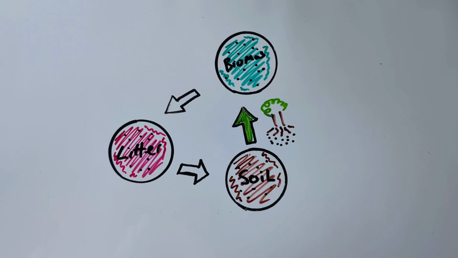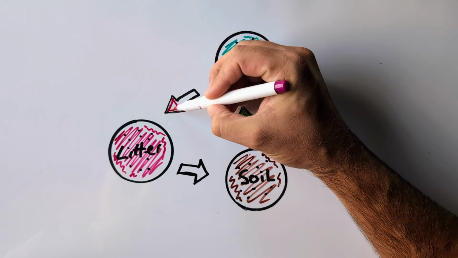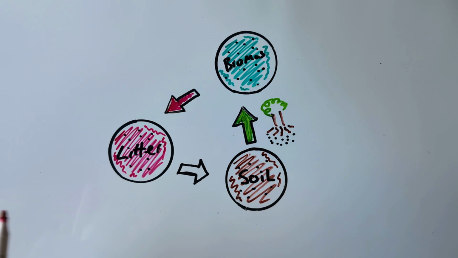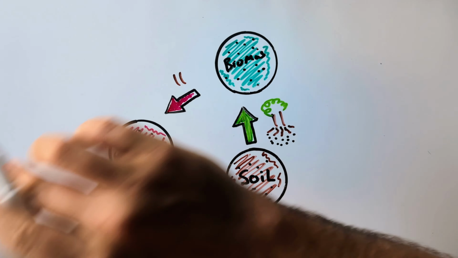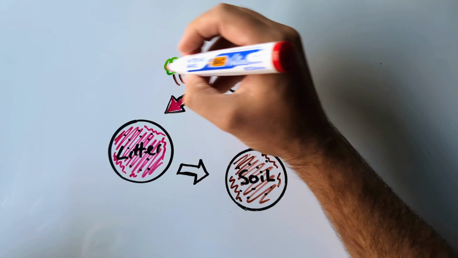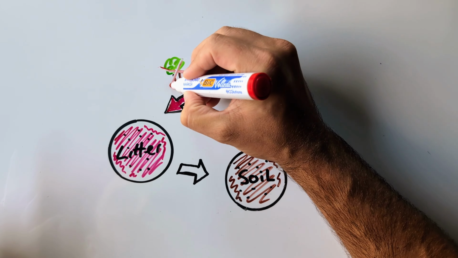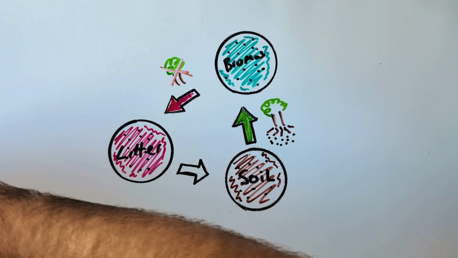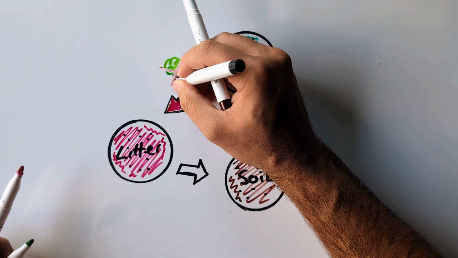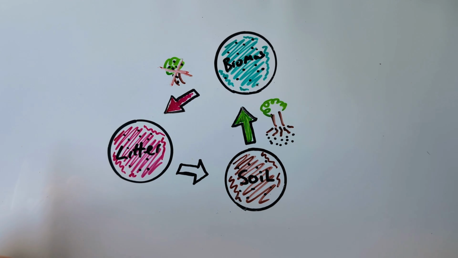Next, the next flow is littering. Now, littering is the process of creating litter. So all it really is, is when our tree or plant dies, it goes from biomass to litter. And that process is called littering. Again, all those nutrients that are stored in the biomass have now become litter.